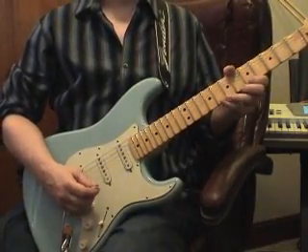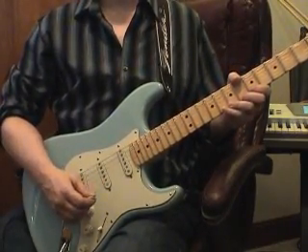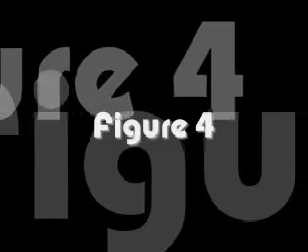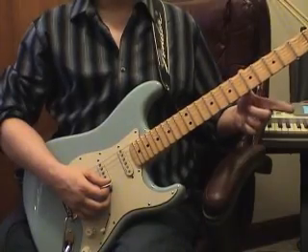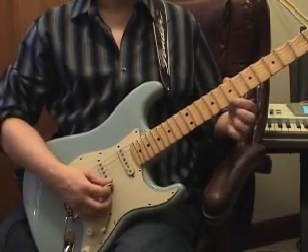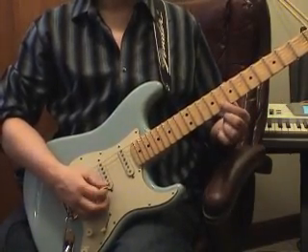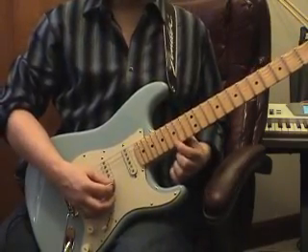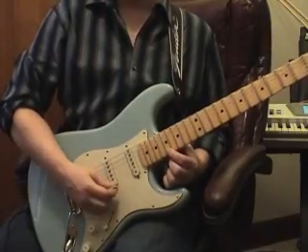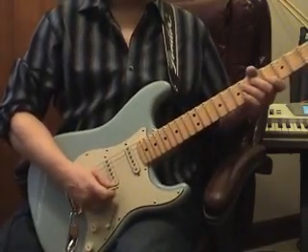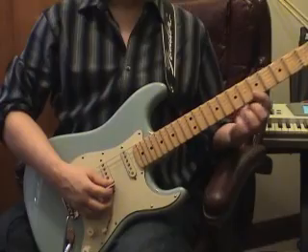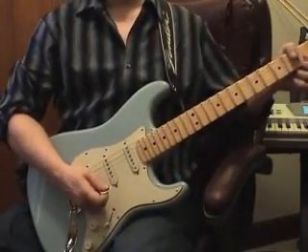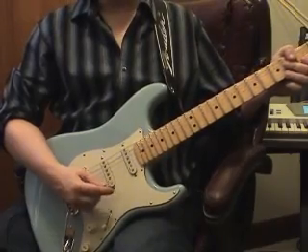Alright, and now let me show you the linear form of A minor so you can get the interval pattern for A minor, okay? Starting on A, whole tone, semitone, whole tone, whole tone, semitone, whole tone, whole tone. And that brings us back to our root note of A. So that's the linear form of A minor.